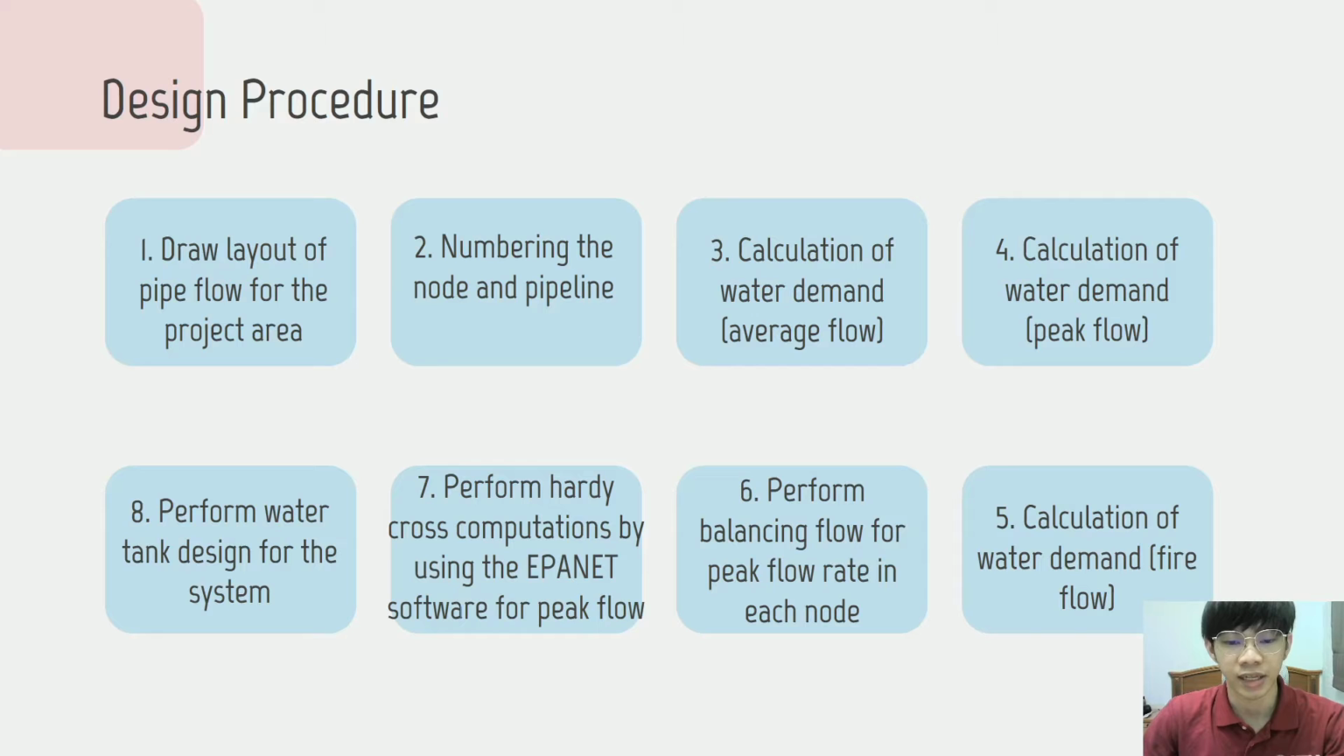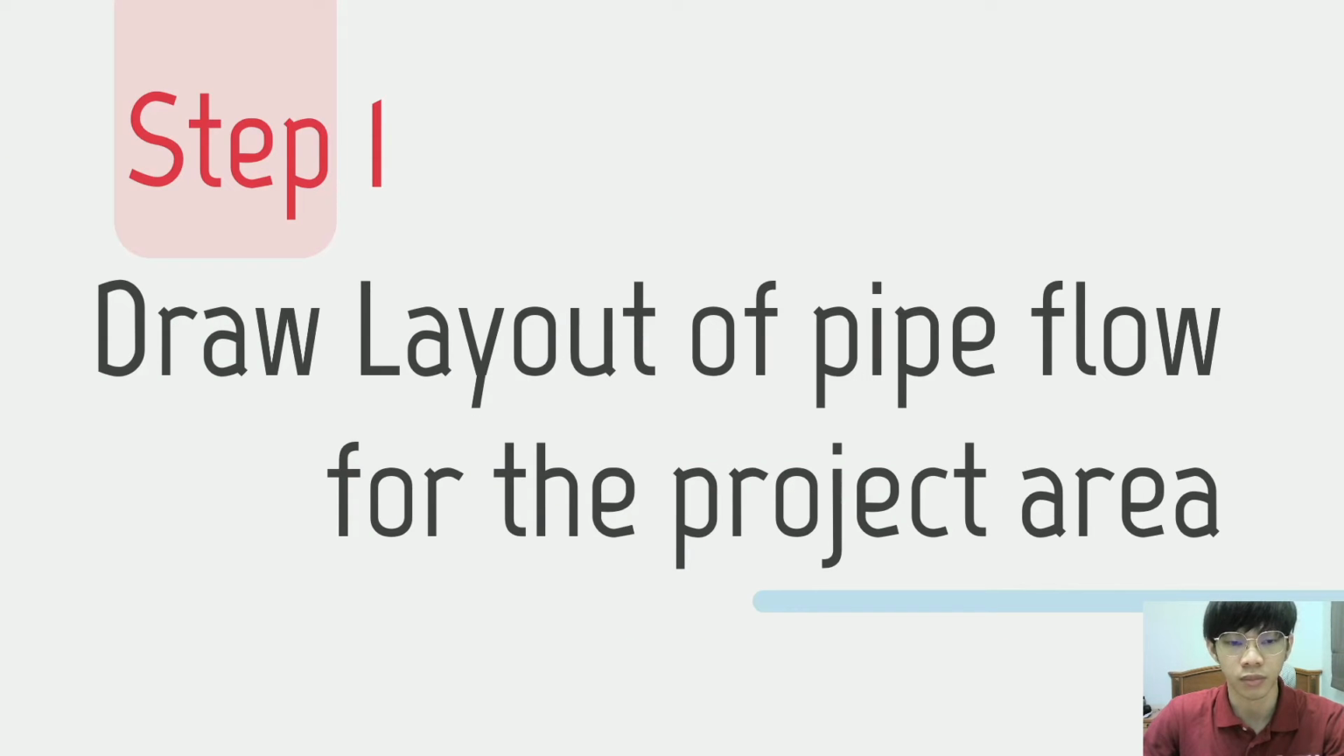To complete the design task, in total there will be 8 procedures for the water reticulation department to fulfill the task: draw layout of pipe flow for project area, numbering the node and pipeline, calculate water demand of average flow, calculate water demand of peak flow, calculate water demand of fire flow, perform balancing flow for peak flow rate in each node, perform Hardy Cross computation by using ePanel software for peak flow, and perform water tank design for the system. Now, I'll explain in details every procedure in water reticulation design.